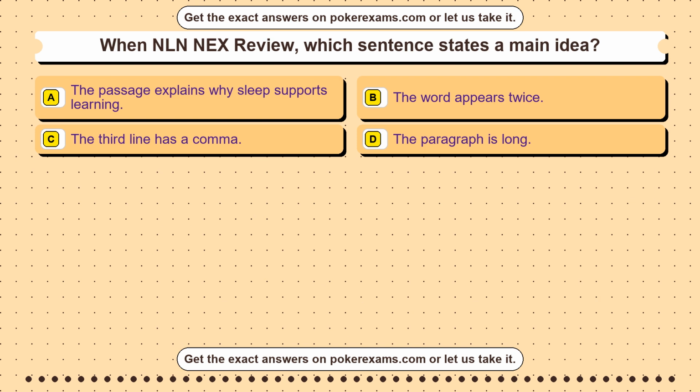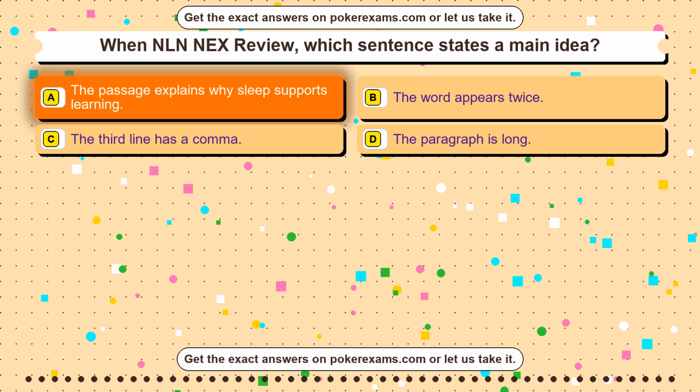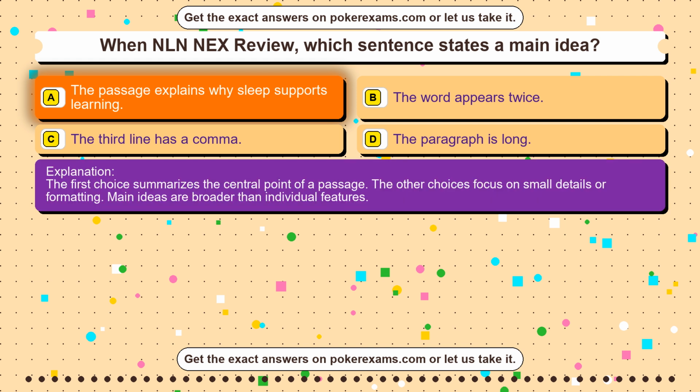Question 9. When get reading practice test, which number is the mode of 4, 6, 6, 7, 9? Option A 4. Option B 6. Option C 7. Option D 9. The correct answer is option A. The mode is the value that appears most often, which is 6. The other numbers appear only once. Frequency is the key to finding the mode.